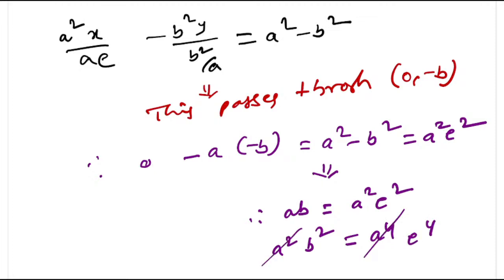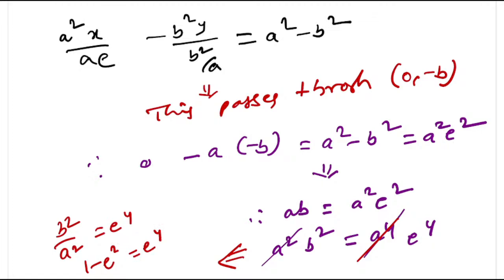Cancelling, b square by a square is equal to e power 4. But what is that? 1 minus e square is equal to e power 4. So e power 4 plus e square is equal to 1.